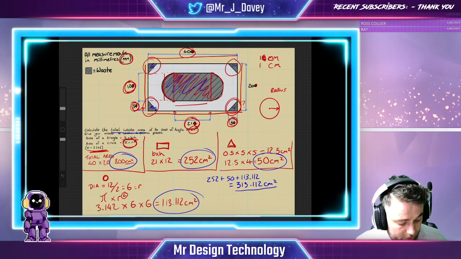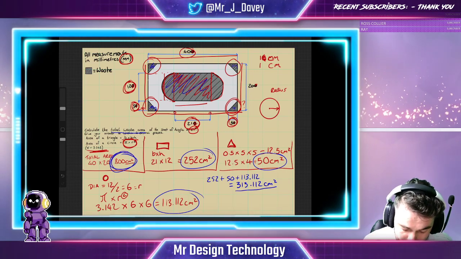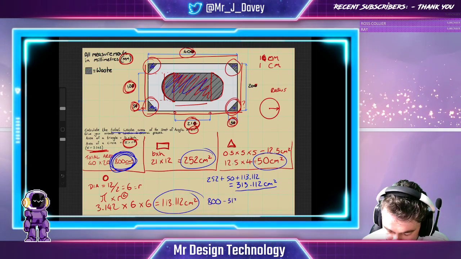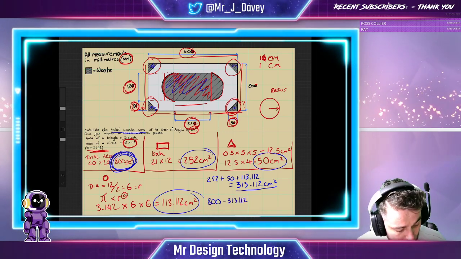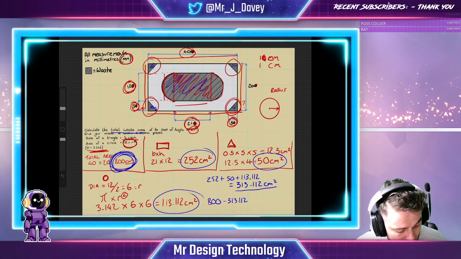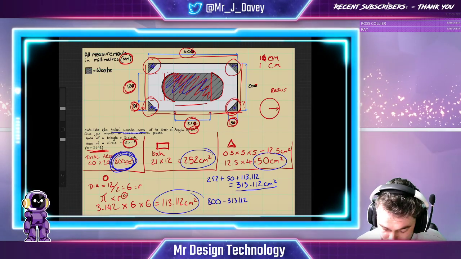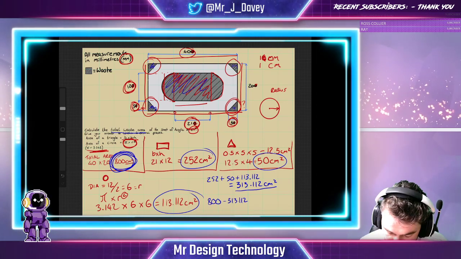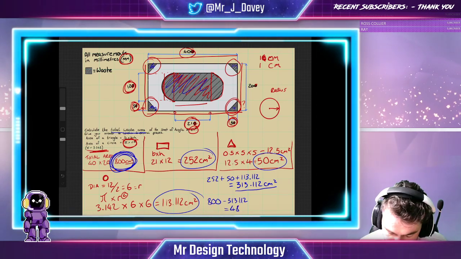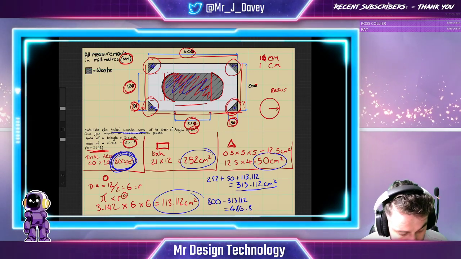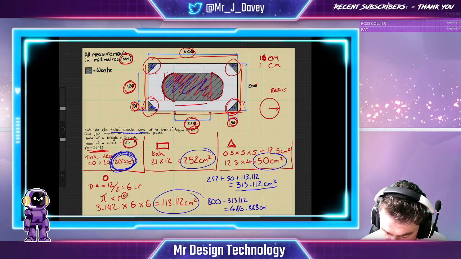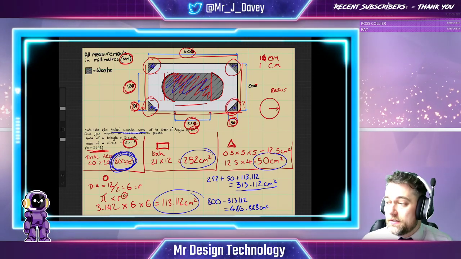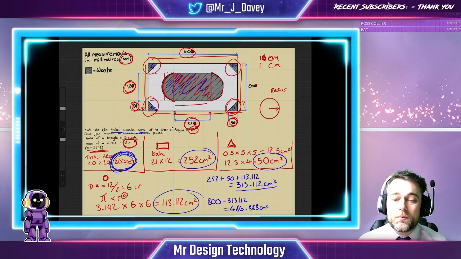So we would have 800, which is what we've got over here, and we're just going to minus it from our total area. So 800 take away 313.112, and that gives us this crazy number, which is 486.888 centimeters squared. Brill, we've got there. We've finally done it. It's taken us about 10 minutes to get there, but we're here.